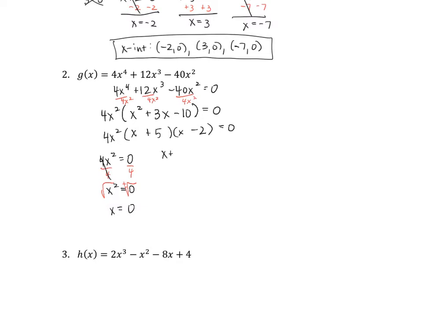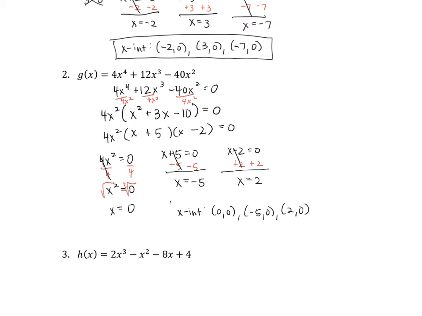Then we have x + 5 = 0. We're going to subtract 5 from both sides. We get x = -5. And then x - 2 = 0. We're going to add 2 to both sides. We get x = 2. Okay, so now we have our intercepts. So our x-intercepts are (0, 0), (-5, 0), and (2, 0).